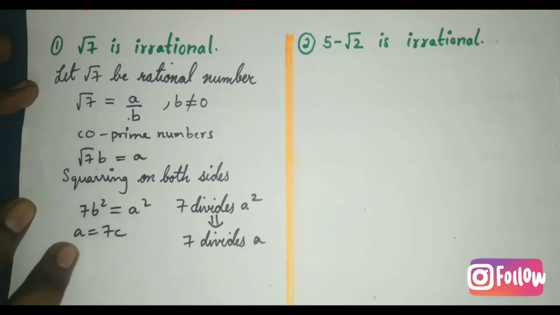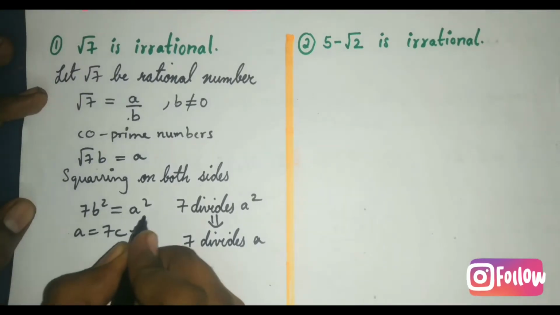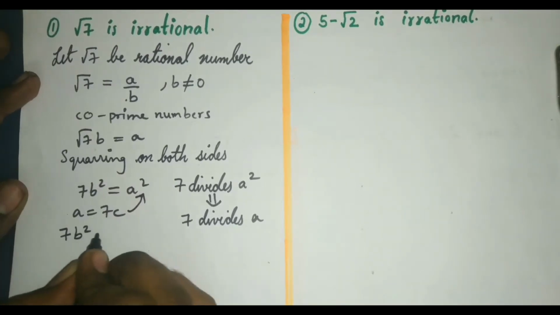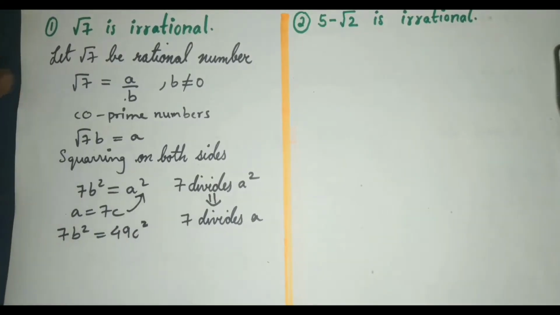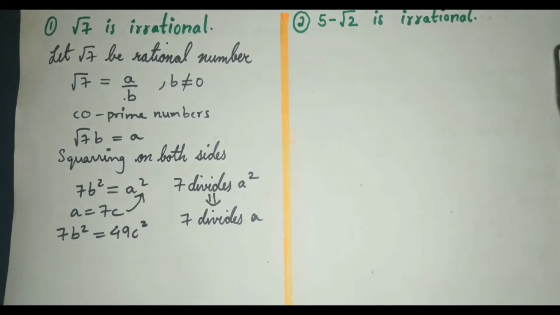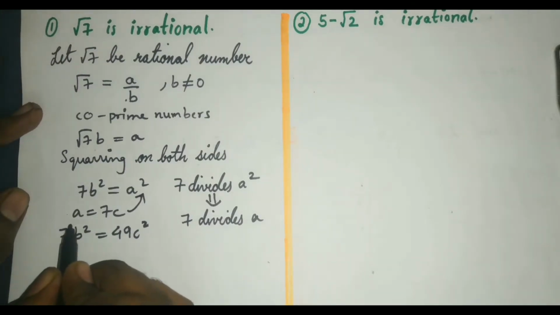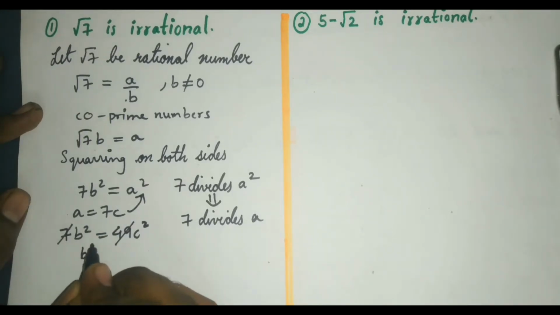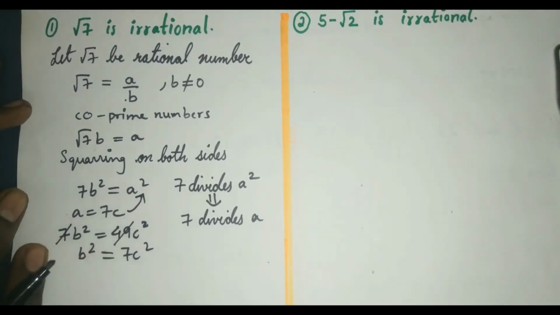Now putting the value of a in this equation, it becomes 7b square equals 49c square. Now what you have to do is cancel 7 and 49. Seven sevens are 49, so this becomes b square equals 7c square.